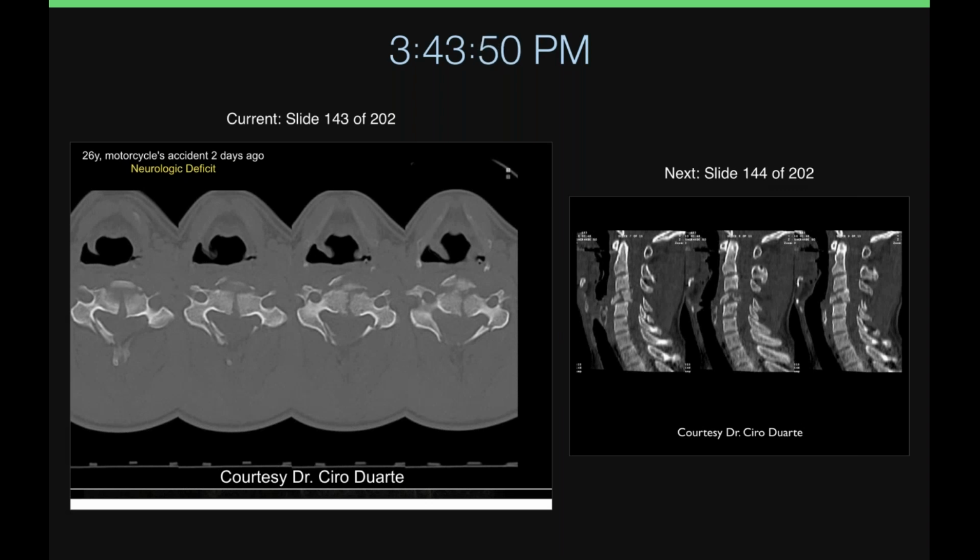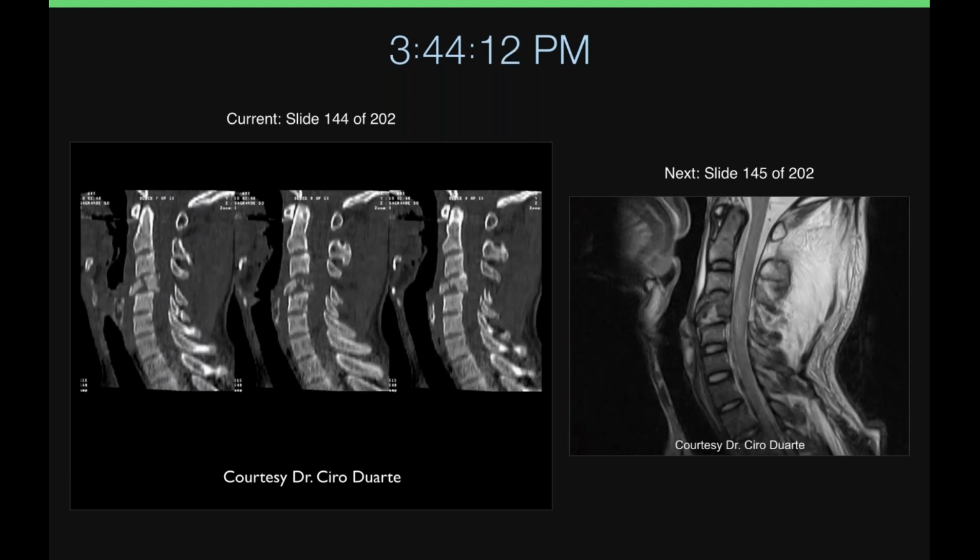Okay, 26-year-old, motorcycle accident 2 days ago, neurologic deficit. It looks like there are multiple fractures here. The vertebral body is fractured, and both the pedicles or the lamina are fractured. There's probably some retropulsion of the posterior osseous fragment.